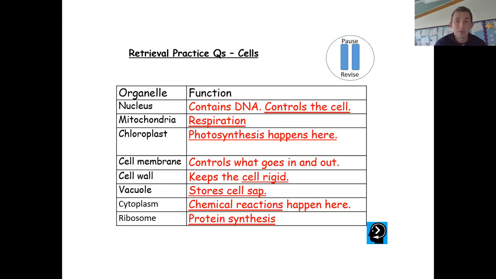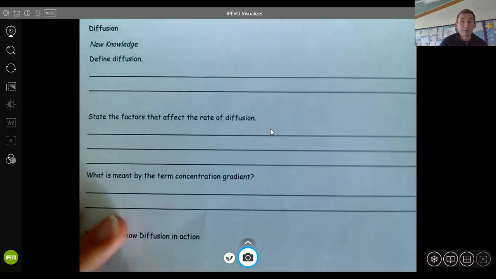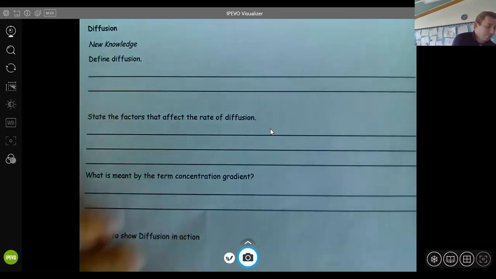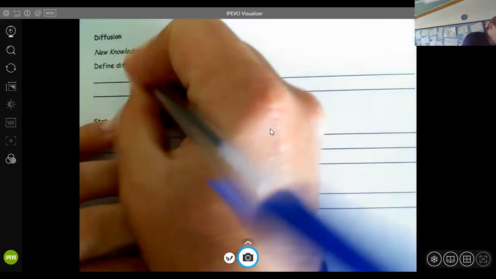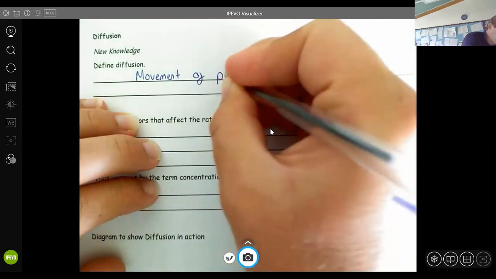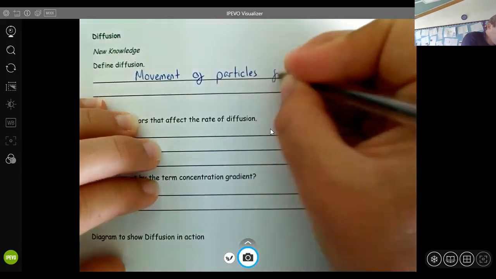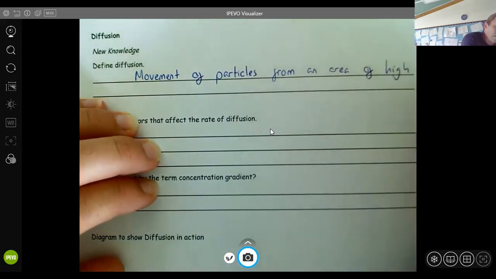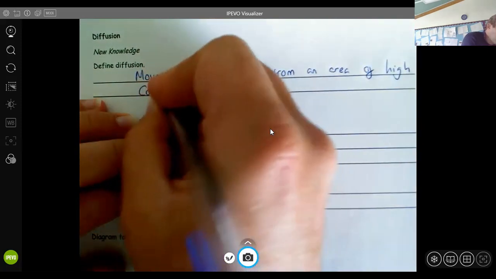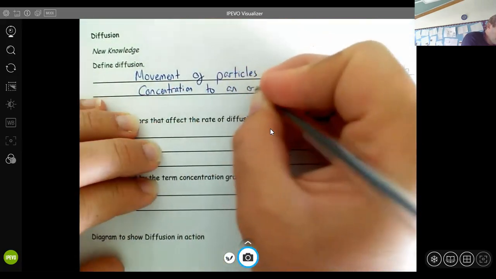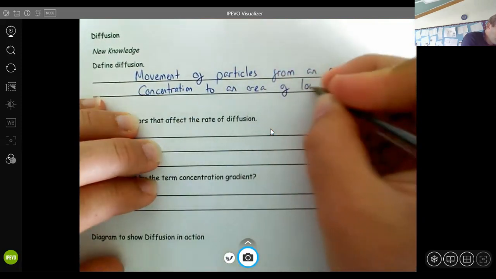Otherwise, let's get stuck into today's lesson, which is all about diffusion. Now, diffusion happens everywhere, and it is a vital thing to know about. And hopefully you might remember what diffusion means. But if you don't, let's write it down together. So diffusion, to remind you, is the movement of particles from an area of high concentration to an area of low concentration.